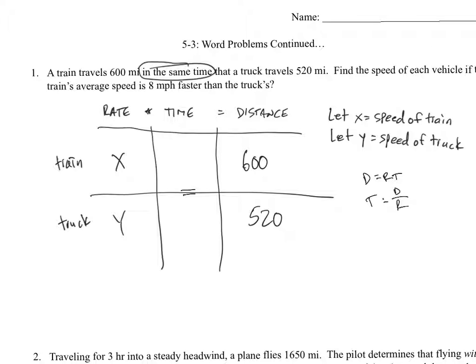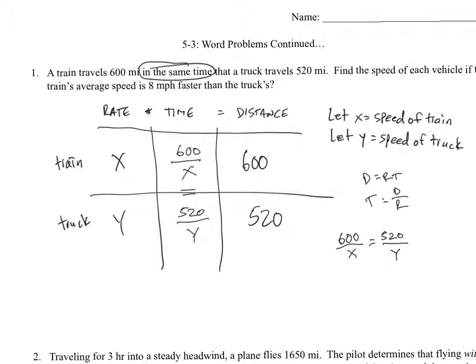So if we go 600 over x, that's how we would express the time. Now we would say 520 over y represents the amount of time it takes if you're traveling at y rate to go 520. So essentially what we get when we equate these two is 600 over x equals 520 over y.